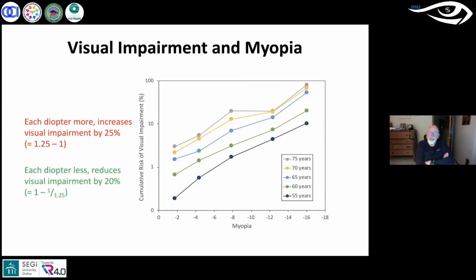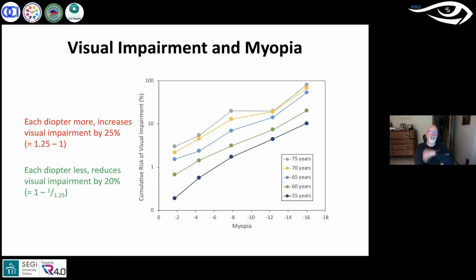Each additional diopter of myopia increases the risk of visual impairment by 25%, regardless of age, okay? This visual impairment doesn't occur at a young age, but by the time you're 55, 60 and above, each diopter contributes an additional 25% risk of visual impairment.